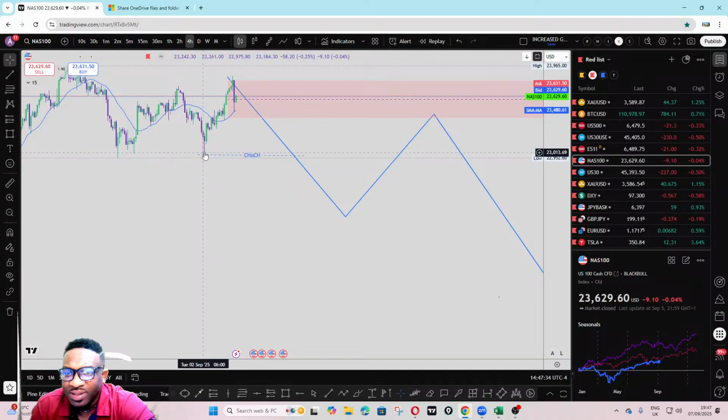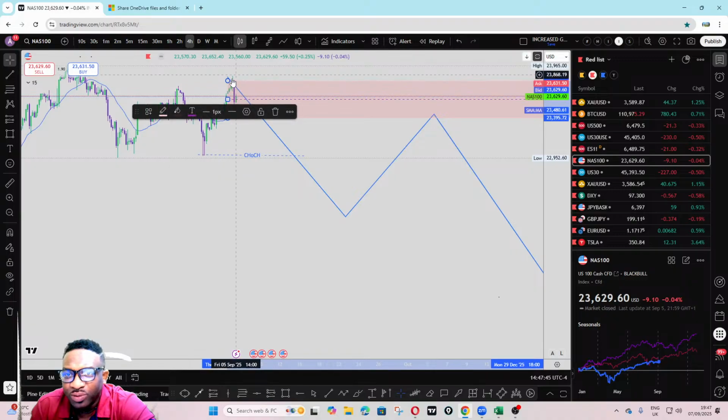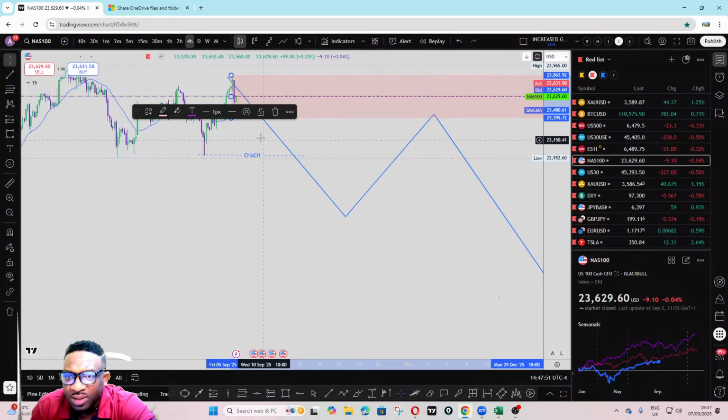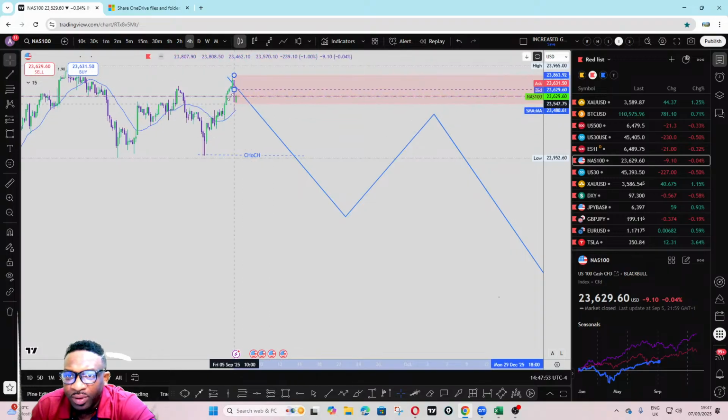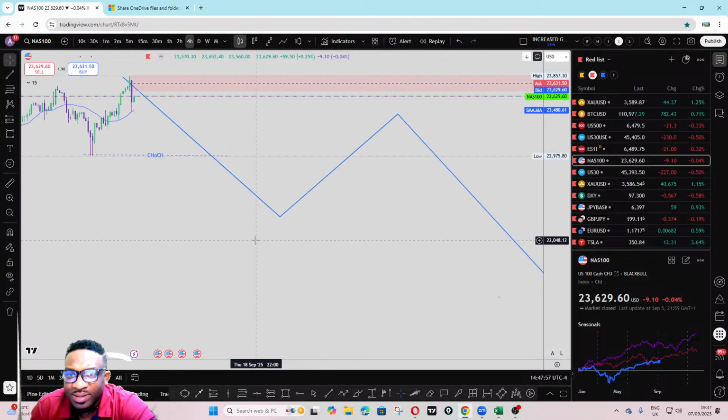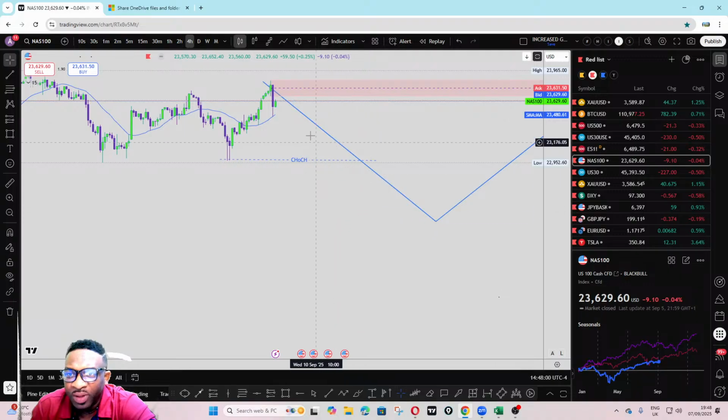So if we have this low taken out, we expect price to come back to the origin, the origin I marked on the daily time frame. So this can be further refined to this particular indecision candle right here. So that is the last indecision candle.